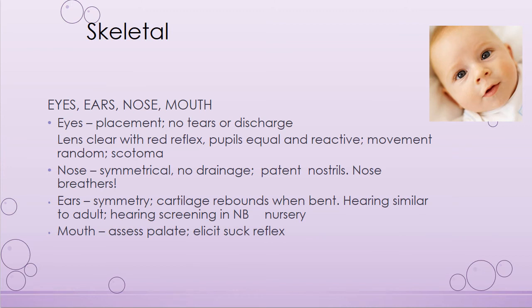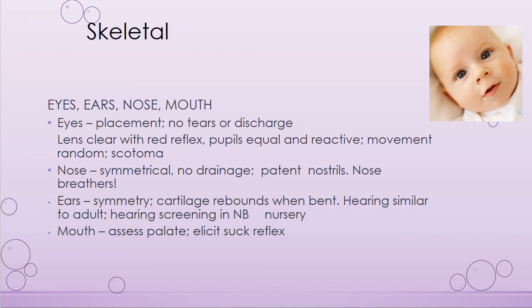With the eyes, ears, nose and mouth, we look at the eyes, the placement. They probably will not have tears or discharge at this time. Occasionally, you have babies that are born with some ucky discharge. You want to put some gloves on when you're touching those babies because you just don't know what they came through. The lens should be clear with red reflex, pupils equal and reactive, movement random.